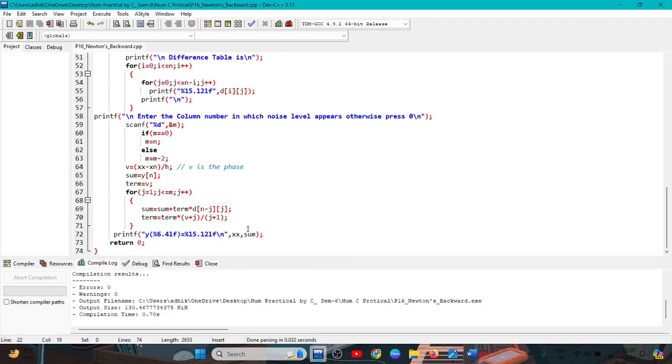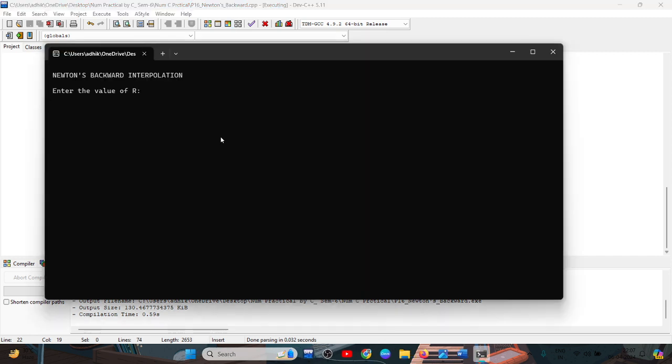So ultimately we print y with %6.4lf equal to %15.12lf, with x and sum, and return 0. Let's save this program, compile, no errors here, and run it. And this is Newton's backward interpolation.